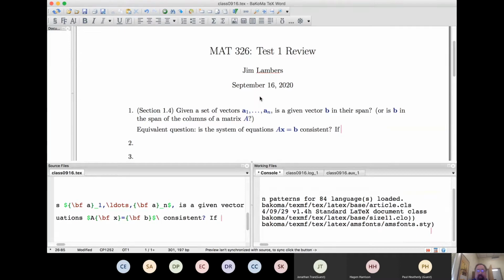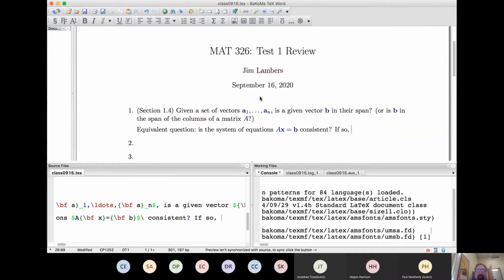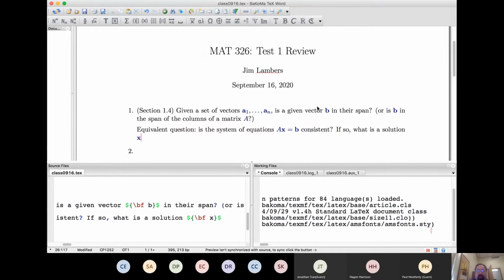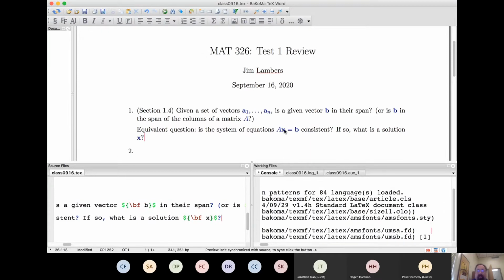And if it does turn out to be consistent, so it is in the span, what would be a solution X? In other words, what would be a linear combination of these vectors A1 to AN, or the columns of A, that, so what linear combination of them would actually give you the vector B? All right.